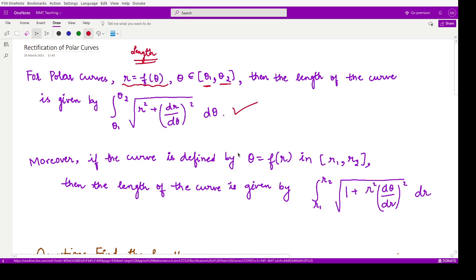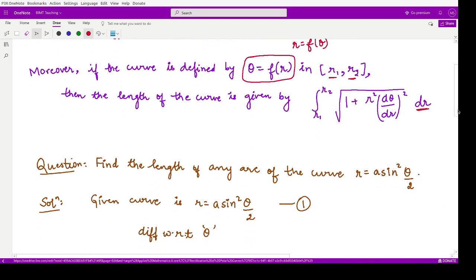Moreover, sometimes theta is given in terms of r. In that case, instead of calculating r in terms of theta, you can use this formula, where the values of r are given in this range r1 to r2. So that is integration from r1 to r2 within these limits, because here the integration is performed with respect to r. This is equivalent to square root of 1 plus r square d theta by dr whole square. So this is the formula.